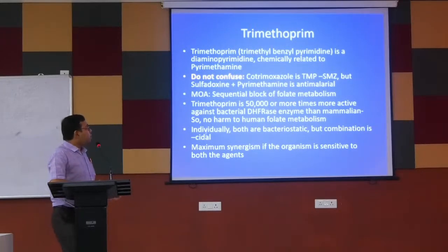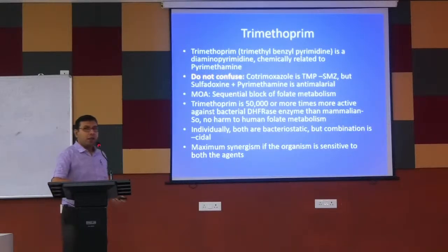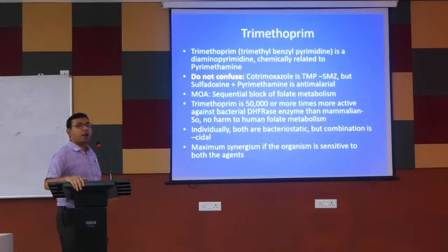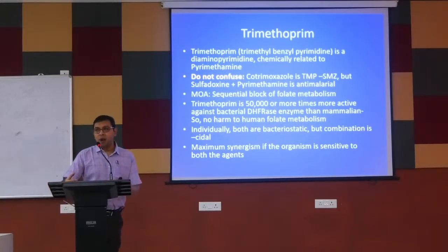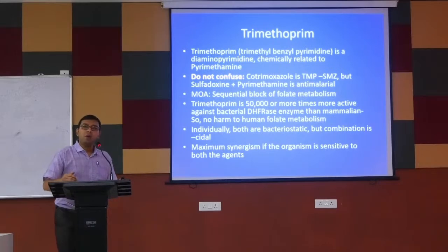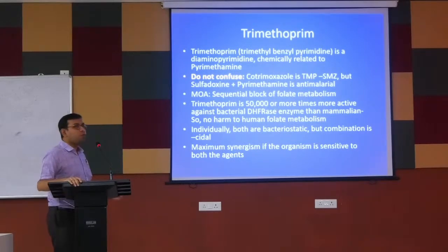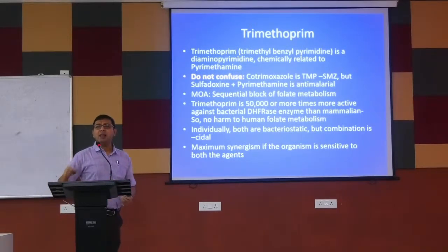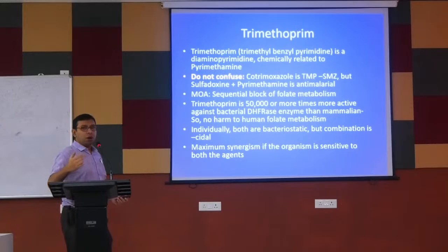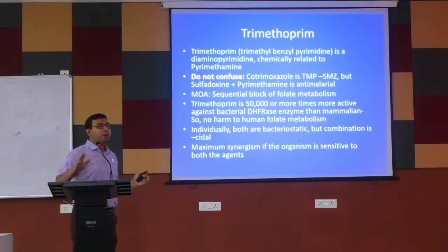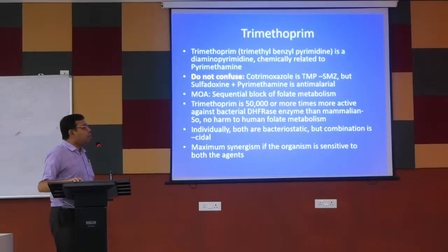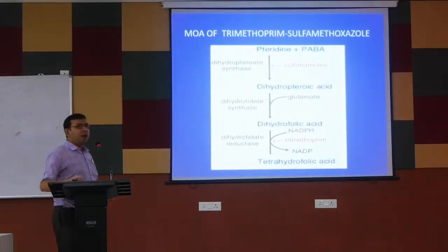Already we have seen this trimethoprim is approximately 50,000 or more times more active against the bacterial dihydrofolate reductase enzyme than the mammalian dihydrofolate reductase enzyme. We also have the dihydrofolate reductase enzyme that converts dihydrofolate to tetrahydrofolate, but trimethoprim is 50,000 times more effective against the bacteria and very less effective against our own dihydrofolate reductase. Individually, both trimethoprim and the sulfonamides are bacteriostatic, but the combination is bactericidal. So this is very important.